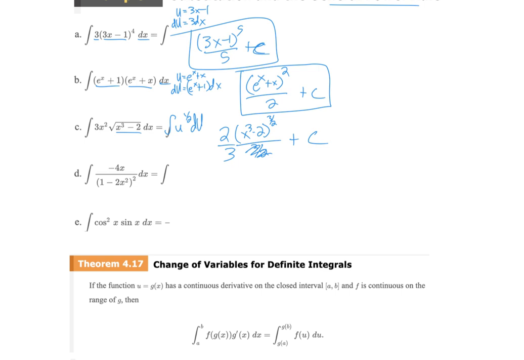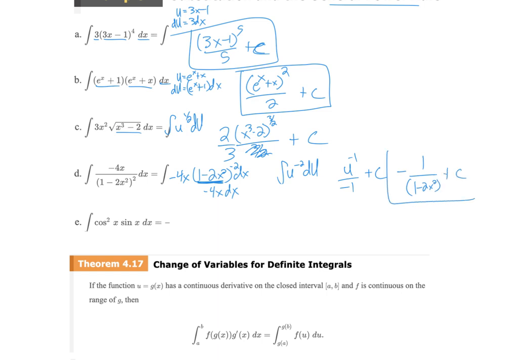Now here we've got a negative exponent, but it's the same. Let's rewrite this though just to check. Negative 4x times 1 minus 2x squared to the negative second power. Okay, so here's my u. My du would be negative 4x dx. So I do have the integral of u to the negative second power du. So I'm going to add 1 and have it over that. U to the n plus 1 over n plus 1 plus c. So I've got negative 1 over my u, 1 minus 2x squared plus c.